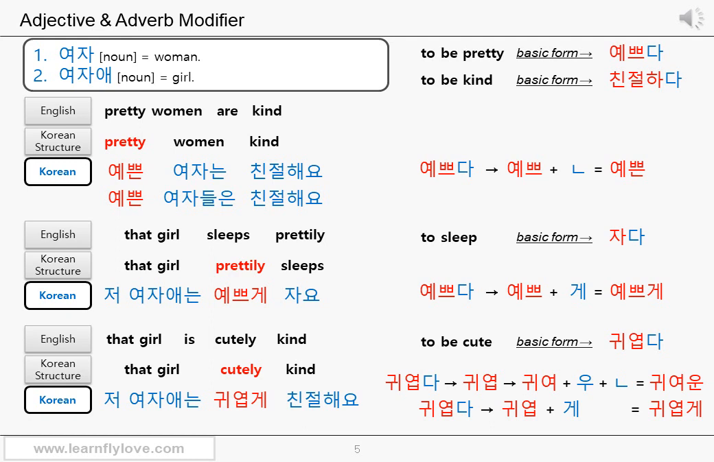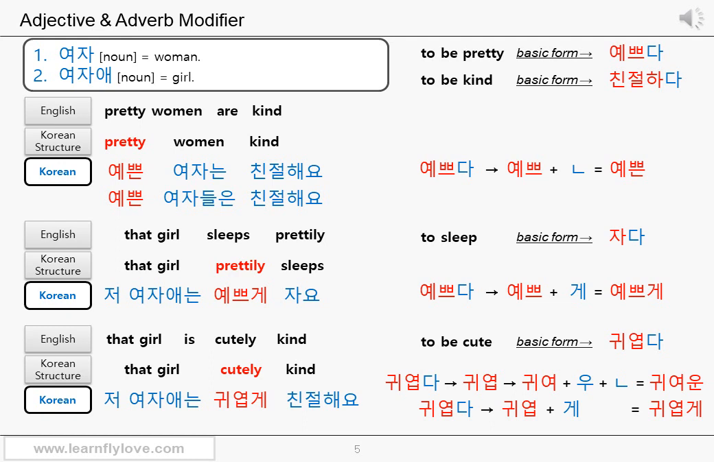Anyway, cutely modifies the adjective kind. Let's reposition the words. That girl is a subject again. Kind is an adjective predicate which will come at the end of the sentence. And cutely comes right before the adjective kind because the adverb cutely modifies the adjective kind. That girl, 저 여자애는, cutely.